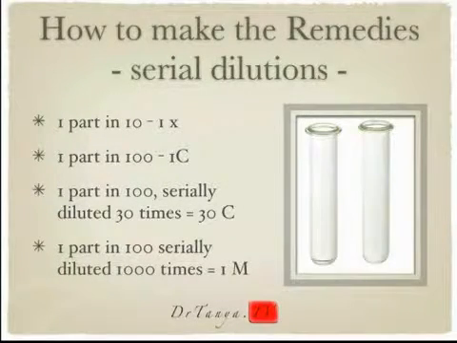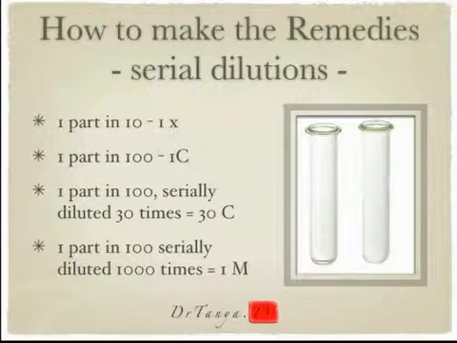And we proceed by making serial dilutions. So we would take 1 part of the substance and dilute that in 9 parts of some other material, lactose or liquid, and that gives you a 1x or 1 in 10. If you do that with 1 part of the substance and 99 parts of the diluting substance, the other material, water or lactose, that would give you a 1C, 1 in 100.